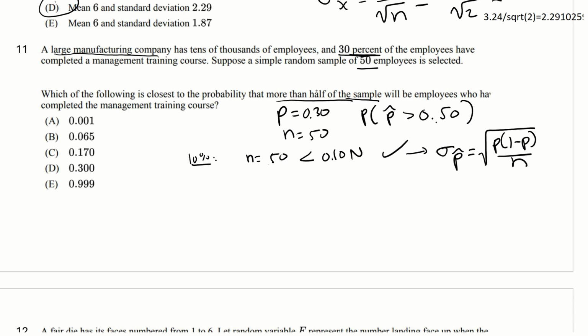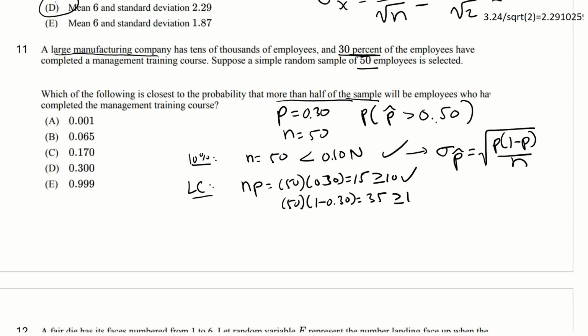And it satisfies the large counts condition, n times p, so 50 times 0.30 is greater than or equal to 10. That's true. And then 50 times 1 minus, so if I do this, I get 15, which is greater than 10. And if I do 1 minus, then I would get 35, which is greater than or equal to 10. Okay? So that means it's approximately normal. Which means that I can use the normal distribution, and so I can use normal CDF.